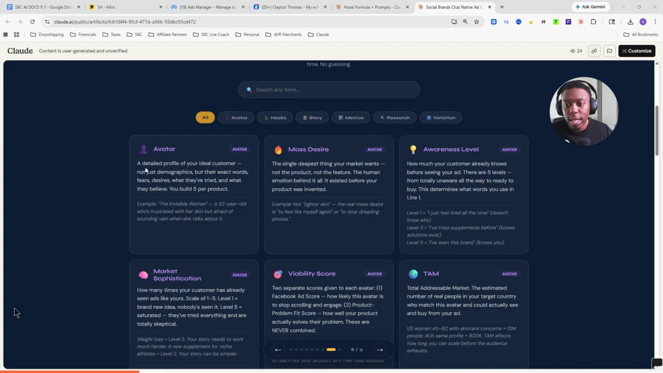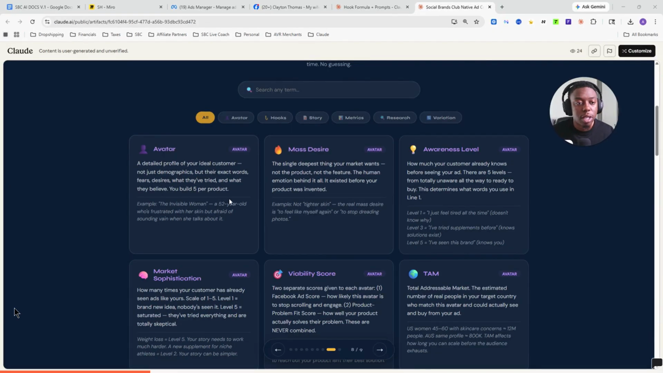An avatar is a detailed profile of your ideal customer, not just demographics, right? Like they're women ages 20 to 45 or whatever, but their exact words that they use, their fears, their desires, what they've tried and what they believe. And you build 5 per product. So we want a minimum of 5 avatars, depending on how big and how much you're scaling. You can go outside of that.